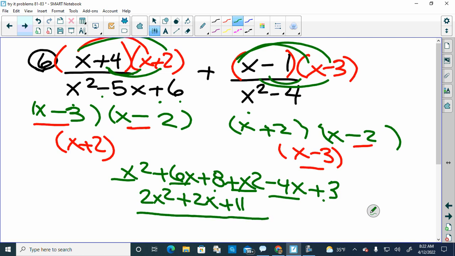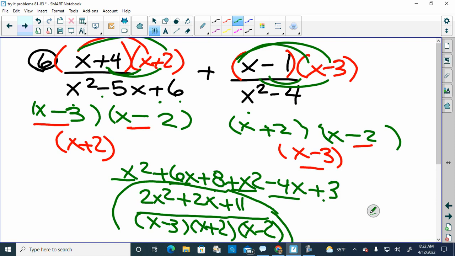Okay, and then all of that is over our 3 parentheses. Okay, and again, it doesn't matter the order of those, as long as you write all 3. So x minus 3, and x plus 2, and then x minus 2. Okay? Good? Okay, so use this if you want to for today.